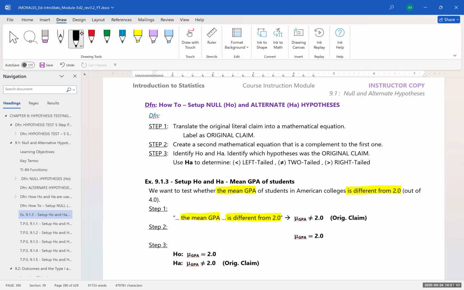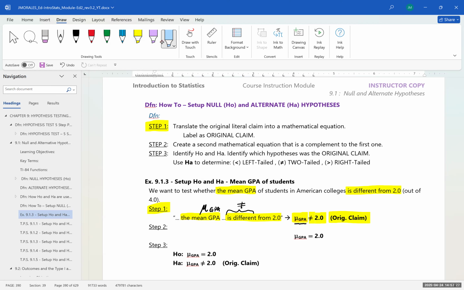So the mean GPA, we're talking about the population mean of grade point average. Okay, so that's what I've put in here. Now, is different, we could translate as being not equal to. And then we've got 2.0. So that's where we end up with the population mean grade point average is not equal to 2. And that's going to be our original claim. So that's step one.